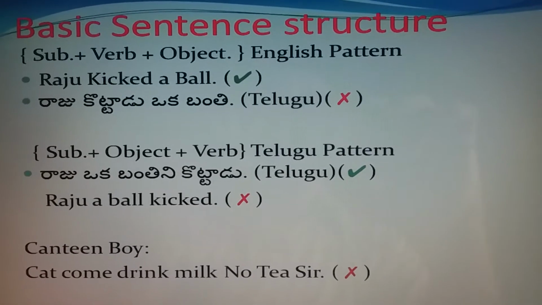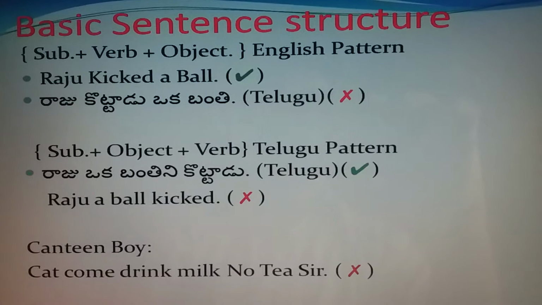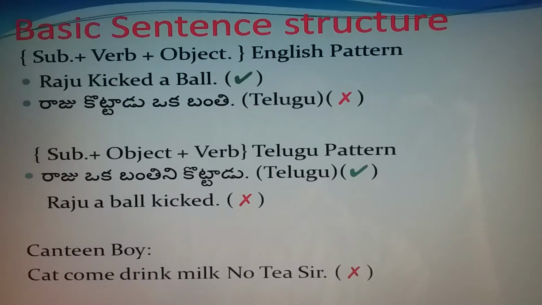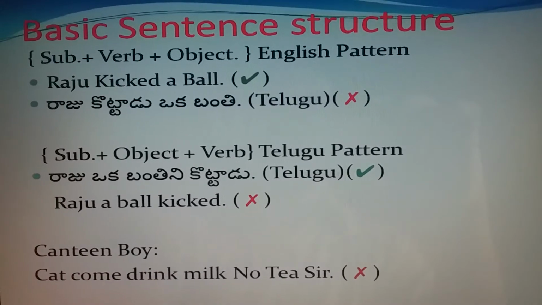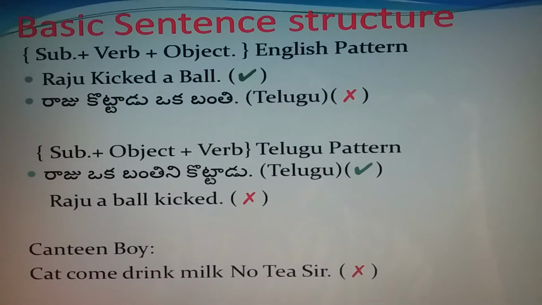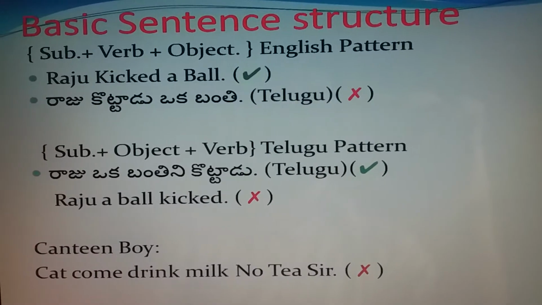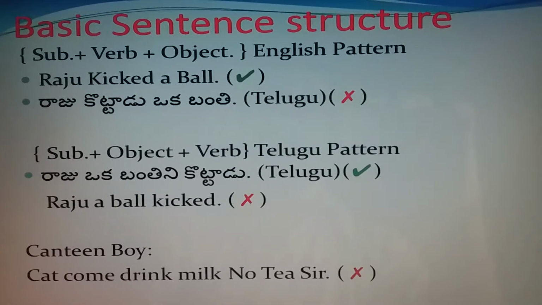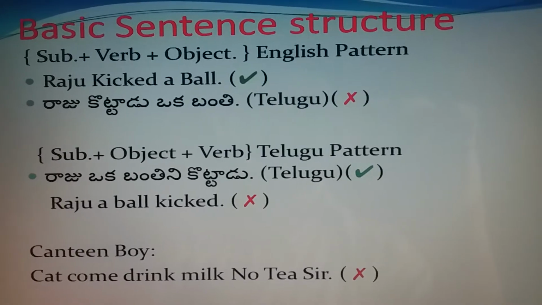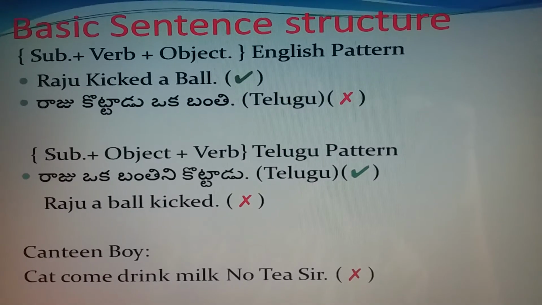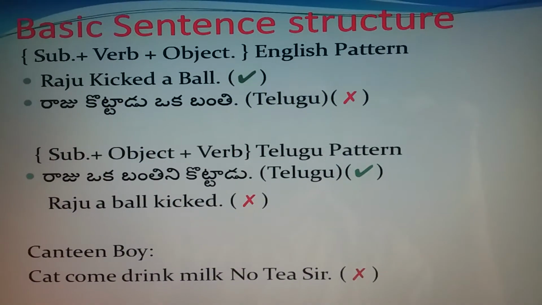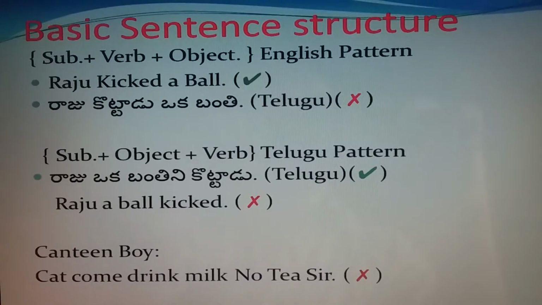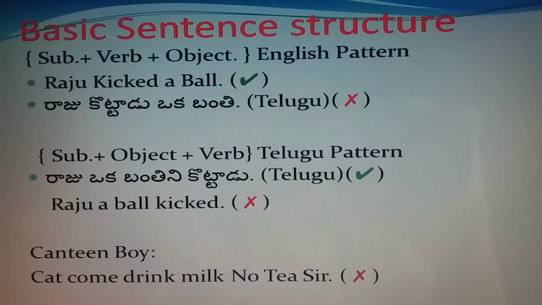Raju kicked a ball. When you translate from English to Telugu, a true word-for-word translation, that is an absolutely wrong statement as per Telugu structure. Suppose you translate the English sentence Raju kicked a ball into Telugu as Raju kottadu oka banti. That is an absolutely wrong sentence according to the Telugu pattern. What is the right structure as per Telugu? Raju oka bantini kottadu. That is the Telugu sentence as per Telugu grammar.